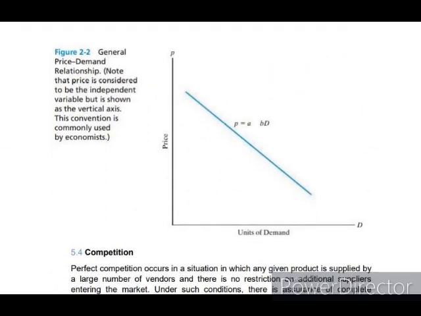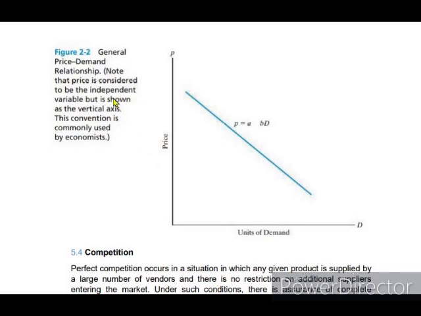Now this is the figure. In the y-axis, you have the price. In the x-axis, you have the units of demand. So you have the direct relationship between the price and demand. This is the general price and demand relationship.